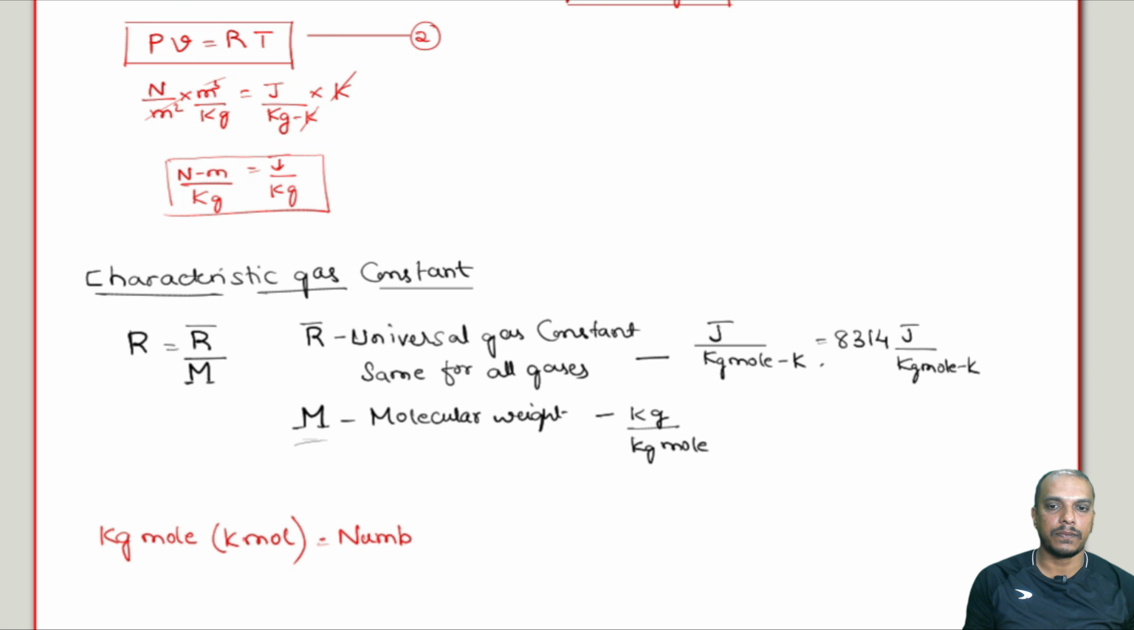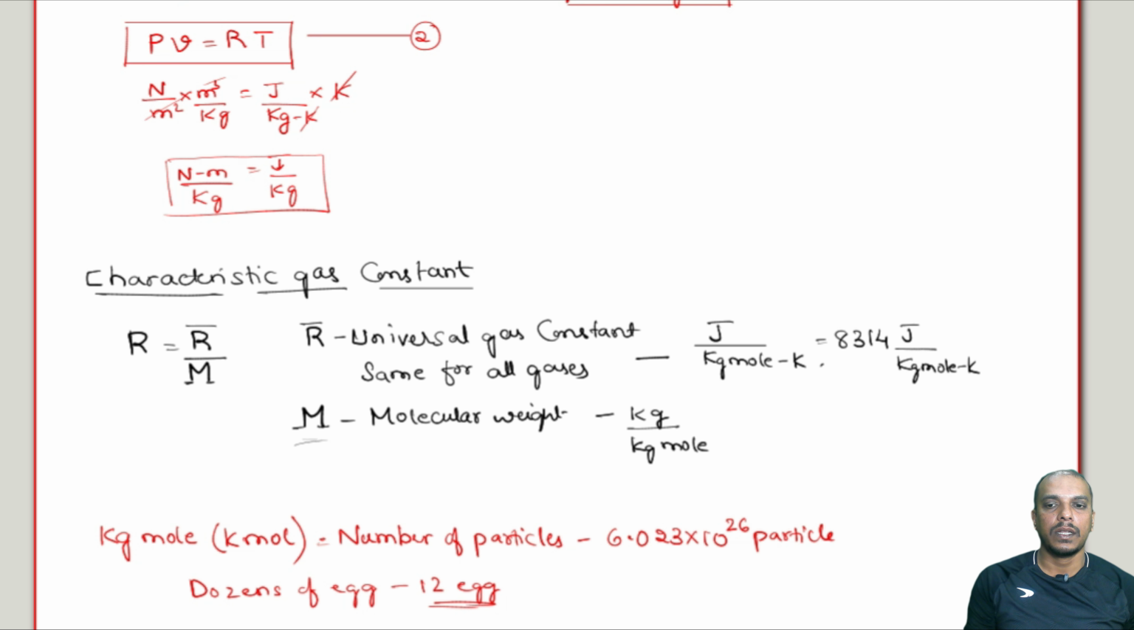This has to be understood first. A kg mole is 6.023 into 10 power 26 particles. So, as good as whenever we say dozens of eggs, we always refer to 12 eggs. It simply is a number, right? 2 dozens of eggs means 24 eggs. Similarly, the moment I say kg mole, it is not related to mass, it is simply related to the number of particles.